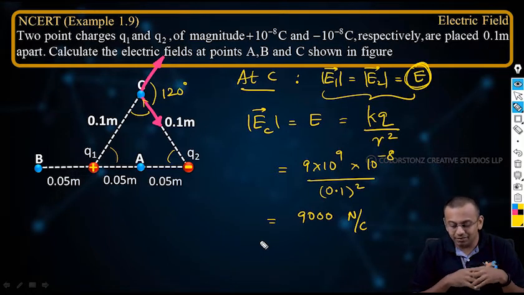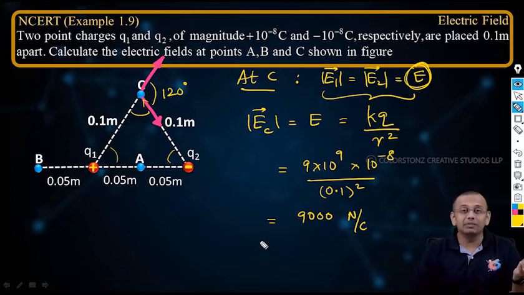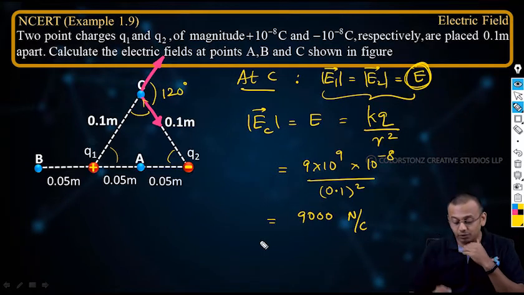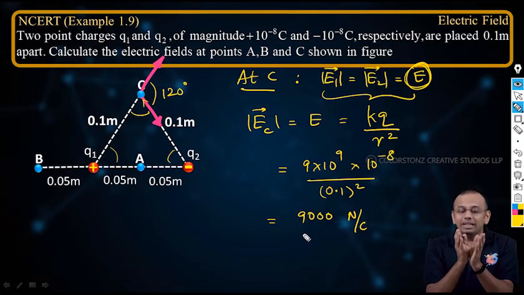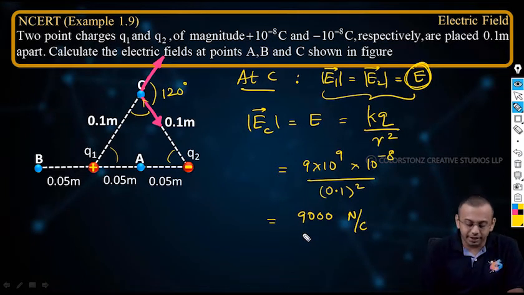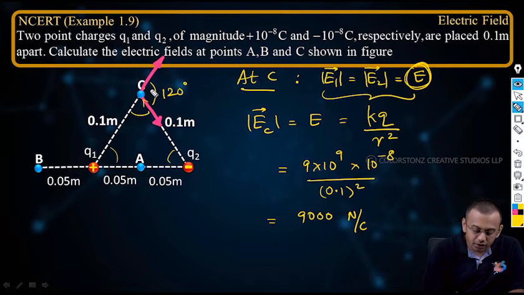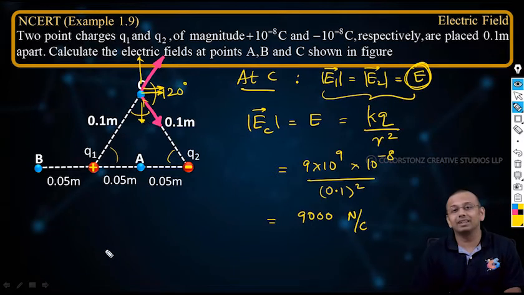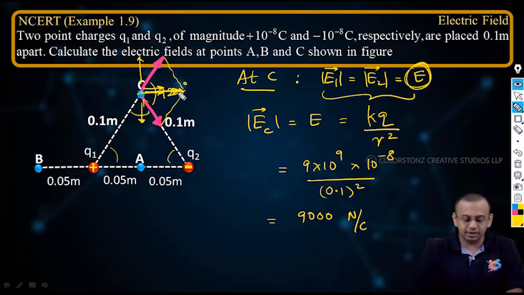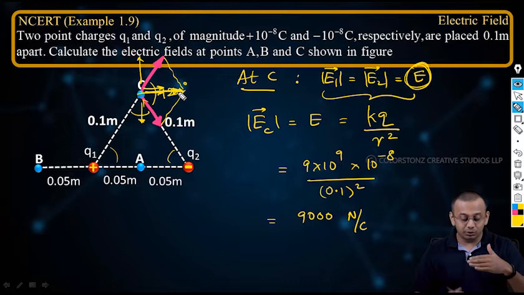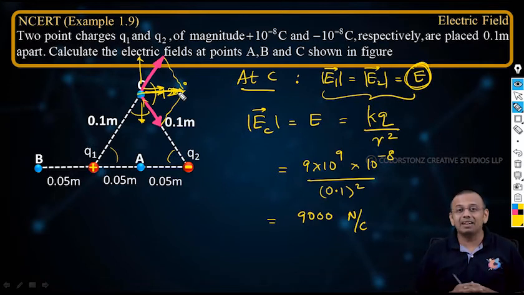This is even lesser. We can see at point B, we had got 3.2 into 10 power 4. This is 0.9 into 10 power 4. So this is even lesser because only certain components of the field are getting added. If we see, only these components are getting added. These vertical components are getting cancelled out. From parallelogram law also, we can see the resultant electric field is like this, right? Parallel to this line AB, or parallel to the line joining the two charges.